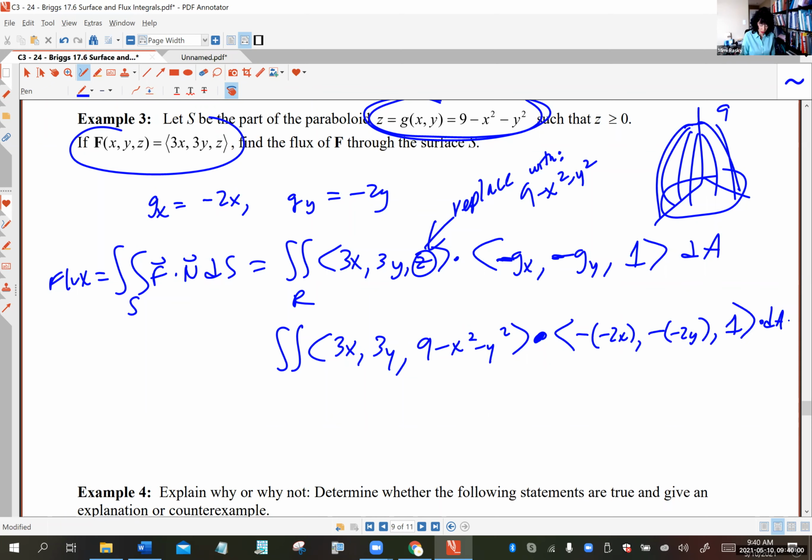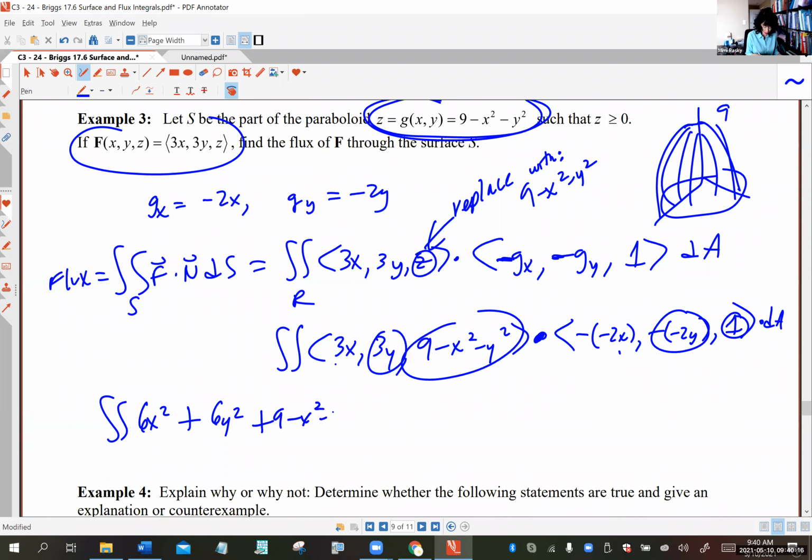So let's do the dot product first. So you got 3x times 2x. That's going to be 6x squared plus 3y times 2y. So that's 6y squared plus 9 minus x squared minus y squared times 1. Oh, that's not too bad. Like that. But what's the region R?